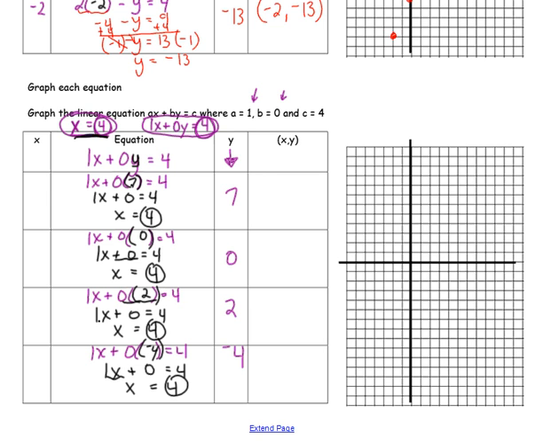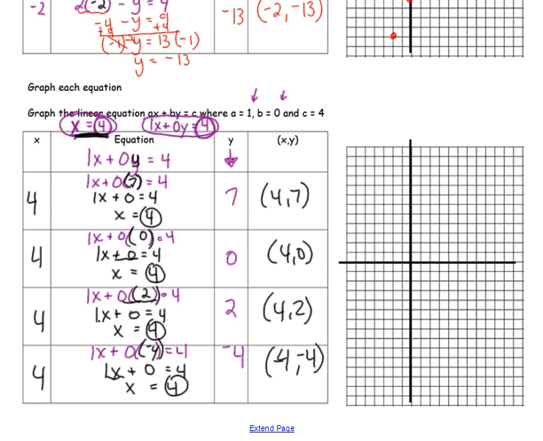We knew to expect that. So we have 4, 4, 4, and 4. So our ordered pairs are 4, 7, 4, 0, 4, 2, and 4, negative 4.